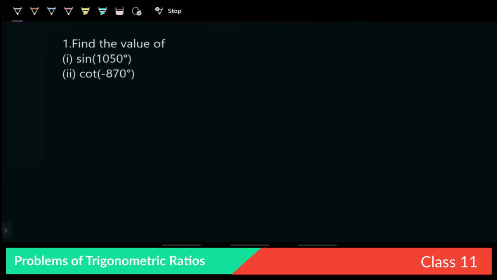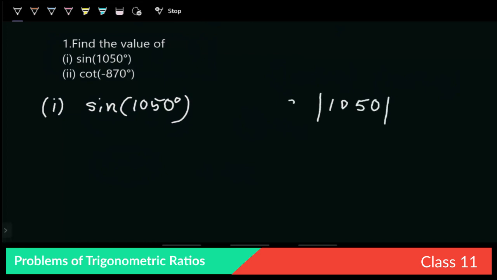So you can see the first problem is given. It is: find the value of sine 1050 degree. Okay, it is sine of 1050 degree. So in this case, what will you do? There's a short trick, you can say. How will you break this 1050 degree into a multiple of 90 plus something or minus something? Okay, so in this case we will divide this 1050 by 90.